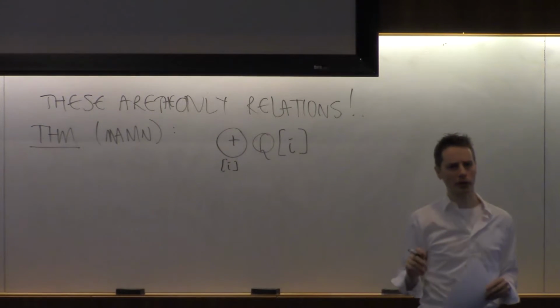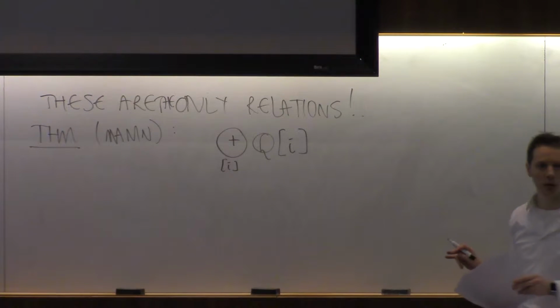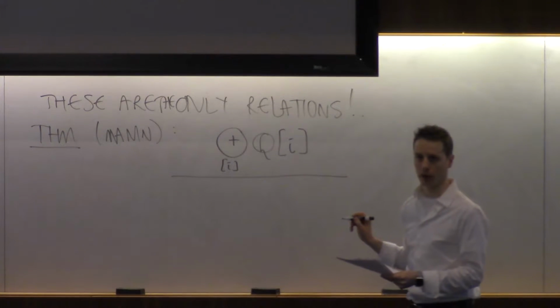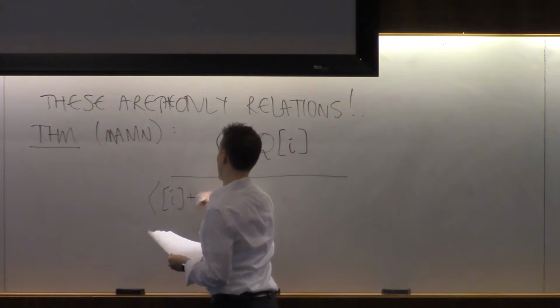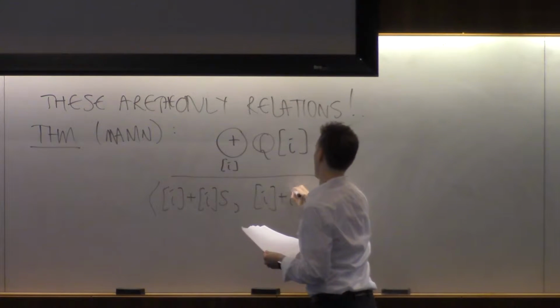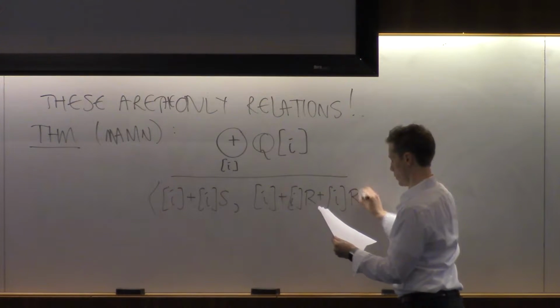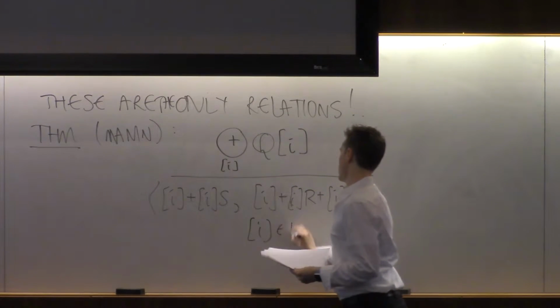Okay, how many of those are there? It's as many as P1 of Z mod p, which is p plus 1 when you take p prime. I mod out by the relations that I just wrote down. So I declare that I plus I s is 0, I plus I r plus I r squared is equal to 0, and I do this for all I in my P1.